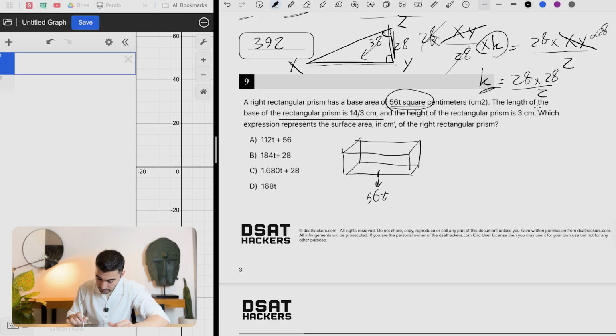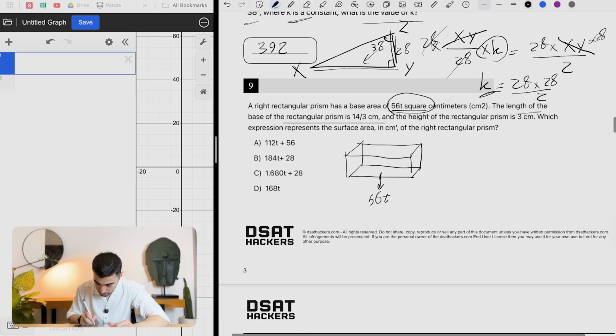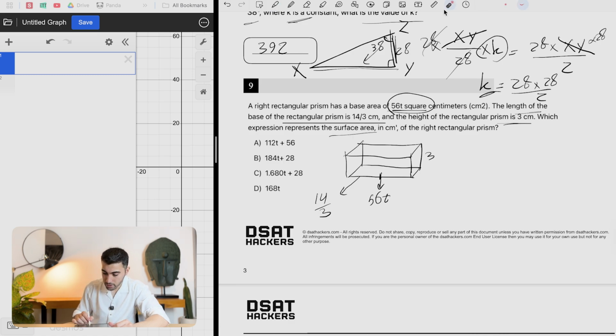The area of the base is 56/t, and the length of the base is 14/3. The height of this rectangular prism is 3. So we want to find the surface area. We want to find the area of all the faces and add them up. We already have the area of the base, so we have 2 times 56/t.